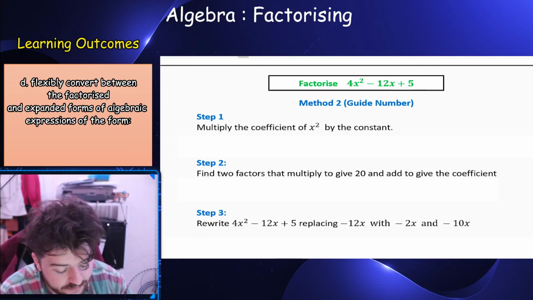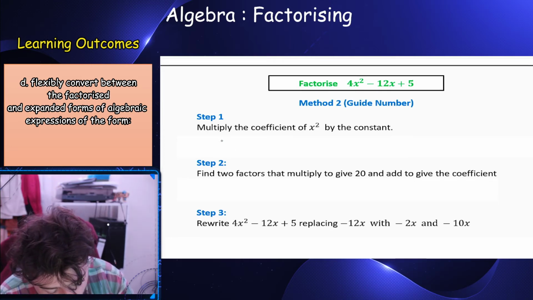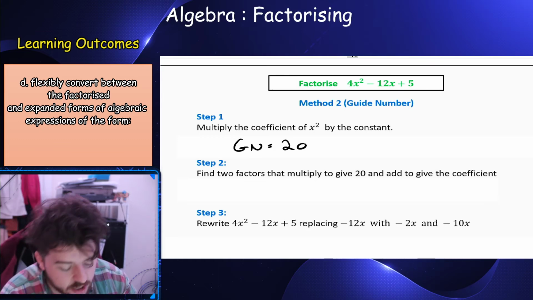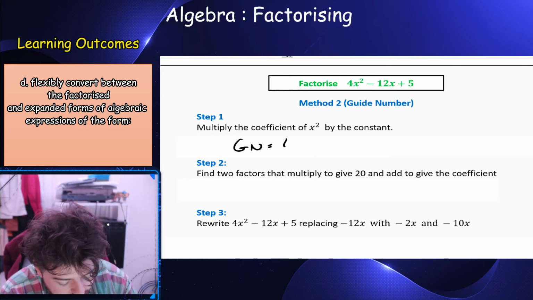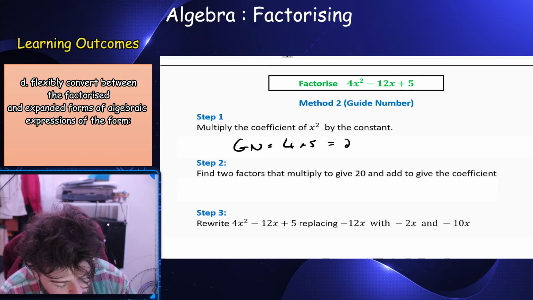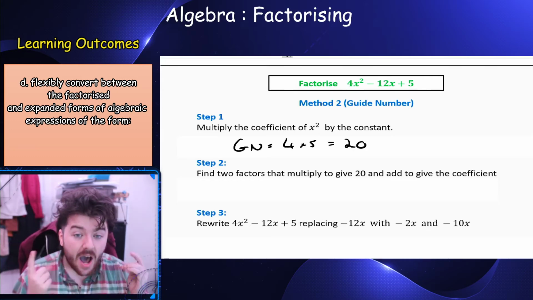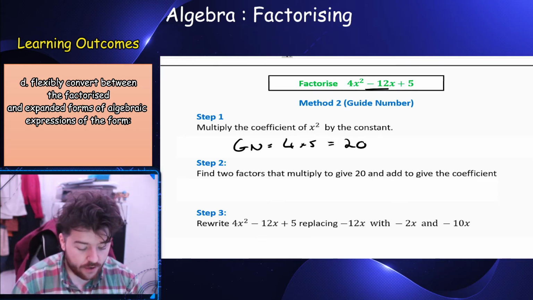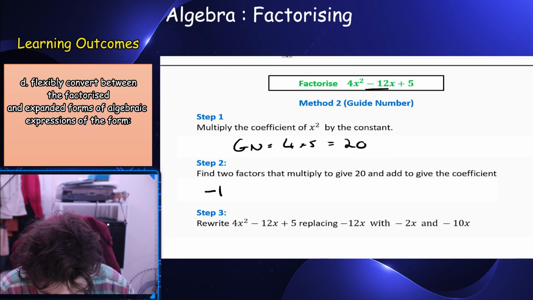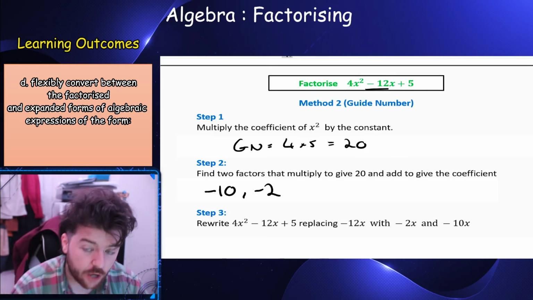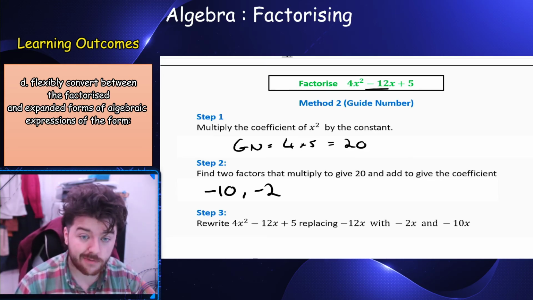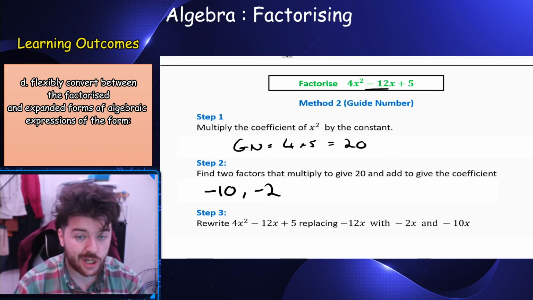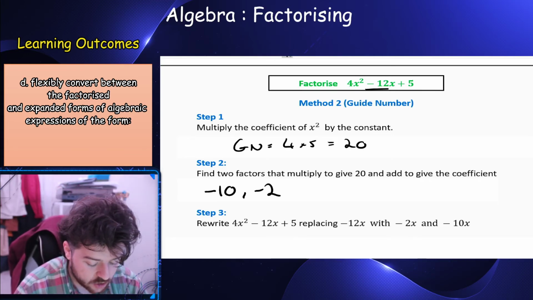So first I need to find my guide number. So my guide number is equal to 20 because it'd be 4 times 5, which is equal to 20. Next step, I need to find two numbers that multiply to get 20, but add to get minus 12, right? To save you the heartache here, it's going to be minus 10 and minus 2, because minus 10 times minus 2 is plus 20, and minus 10 minus 2 is going to be minus 12.